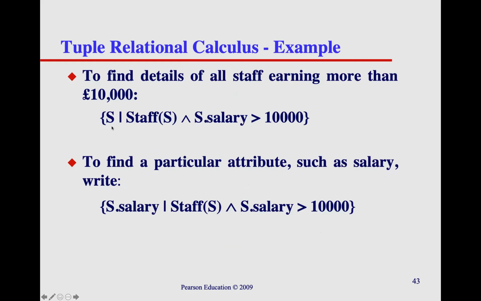So as an example, if we want to find all details of staff where the staff salary is greater than 10,000, we say, give us a set of tuples in S such that S ranges over staff and S dot salary is greater than 10,000. If we just want the salary attribute, then we can specify a comma separated list of attributes on the left-hand side.